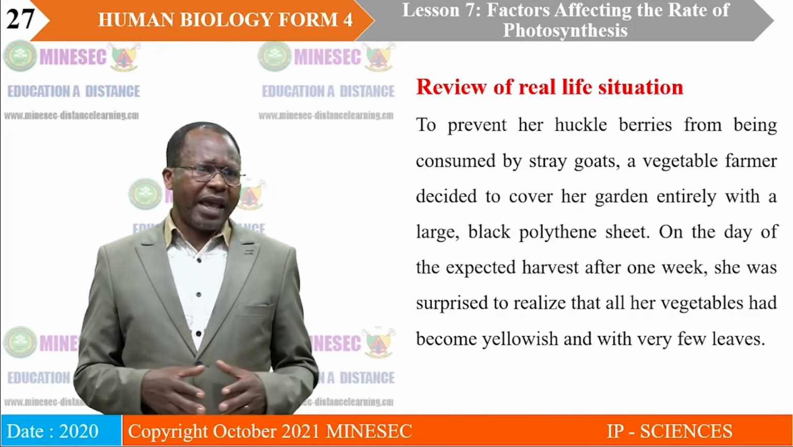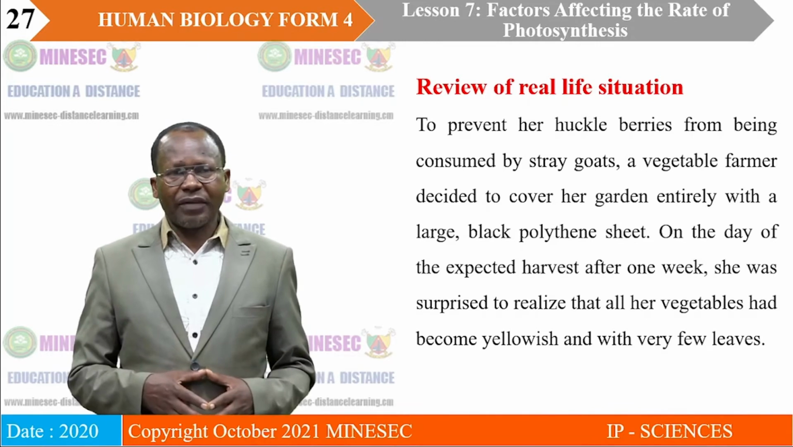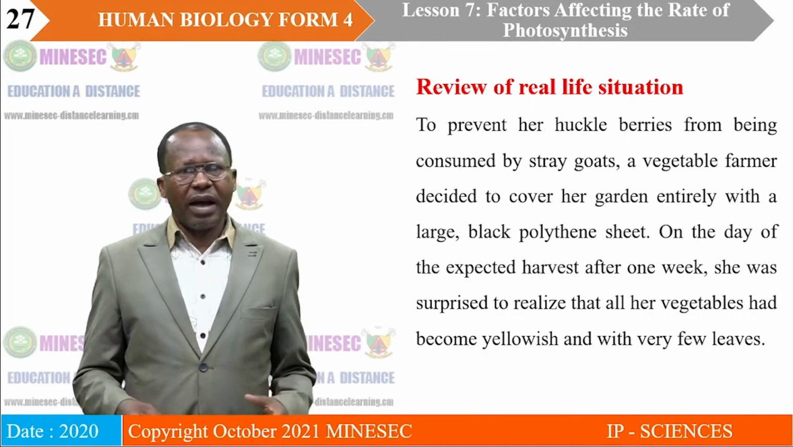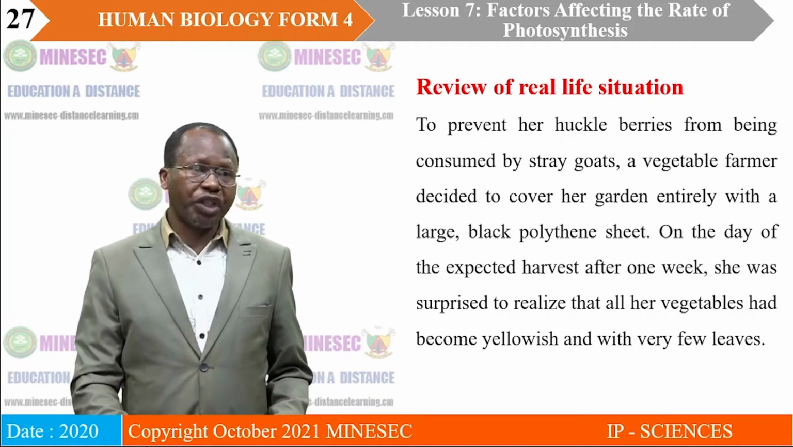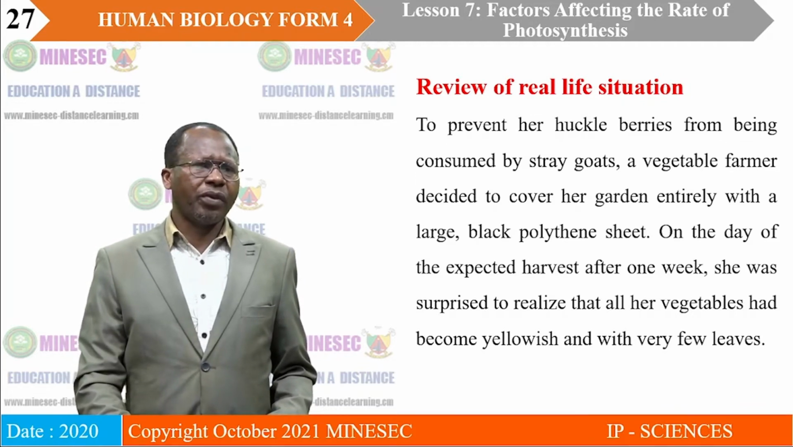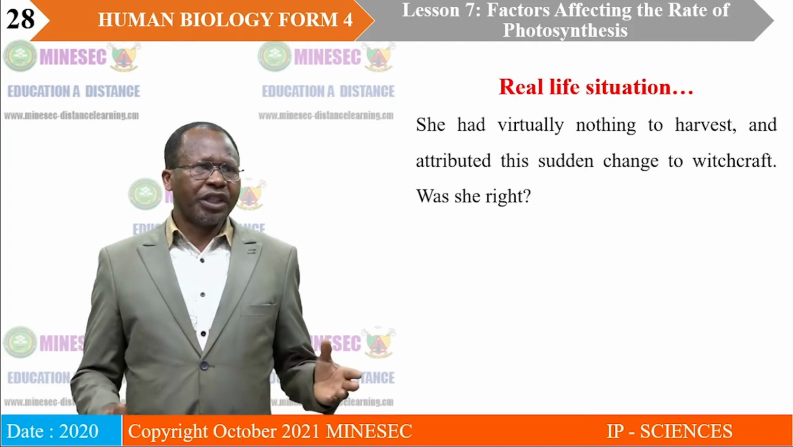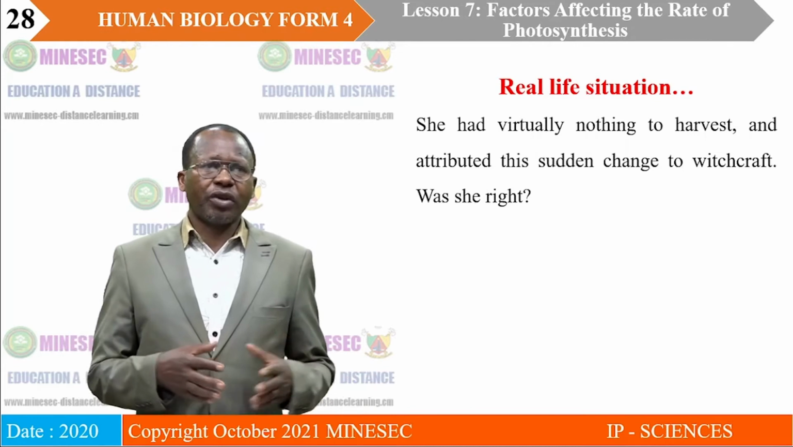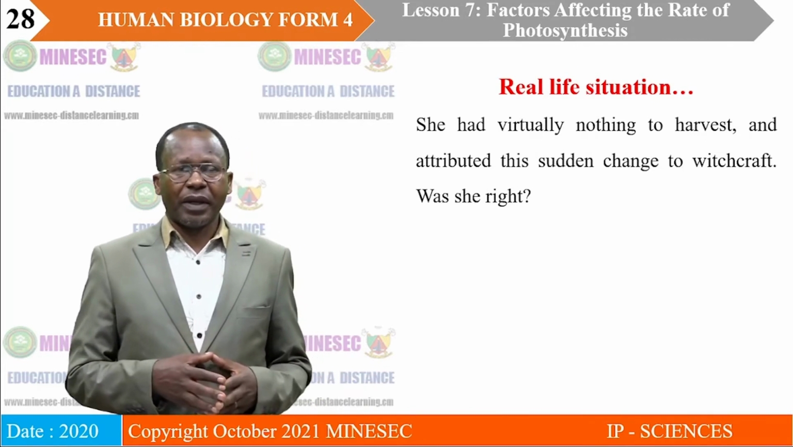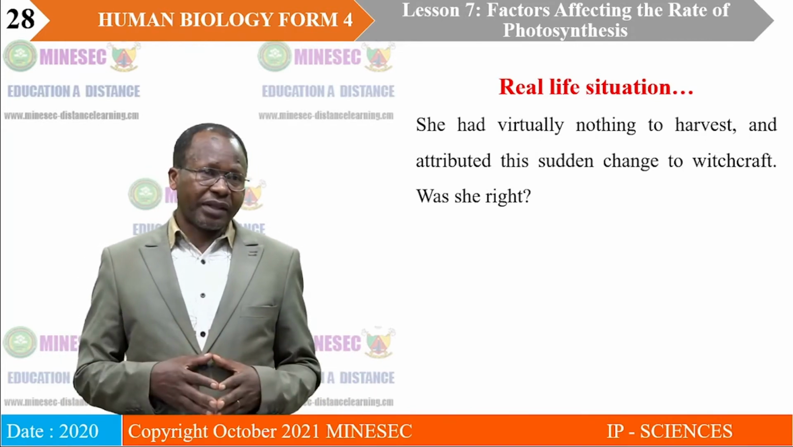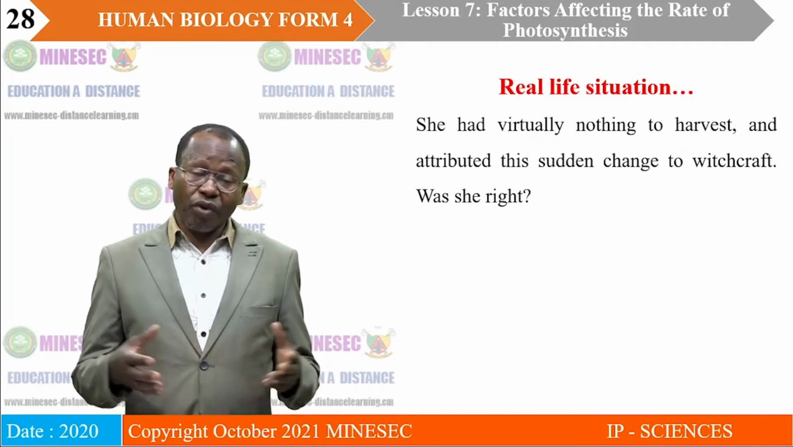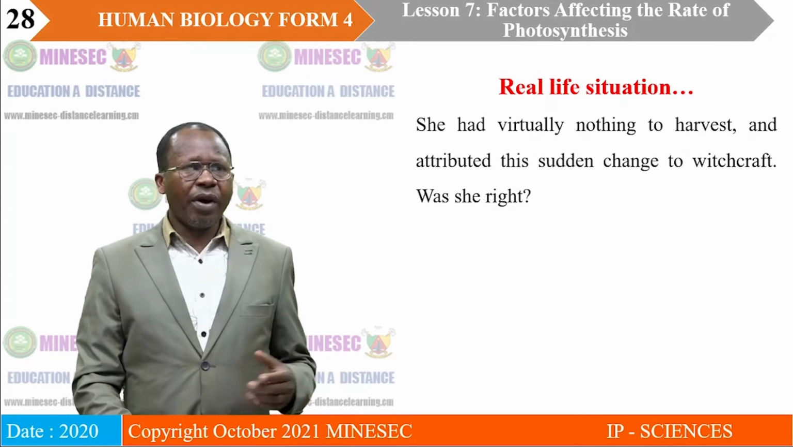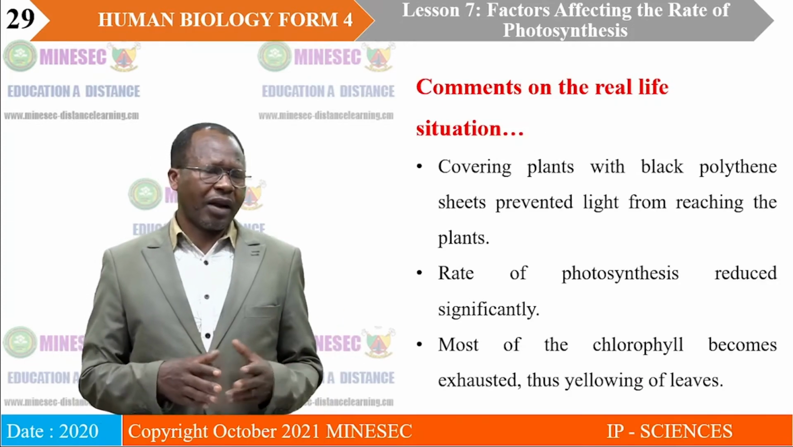On the day of the expected harvest, after 1 week, she was surprised to realize that all her vegetables had become yellowish and with very few leaves. She had virtually nothing to harvest and attributed this sudden change to witchcraft. As a human biology student and as a science student, was she right? In reflecting on this, we have the following comments that will come up.